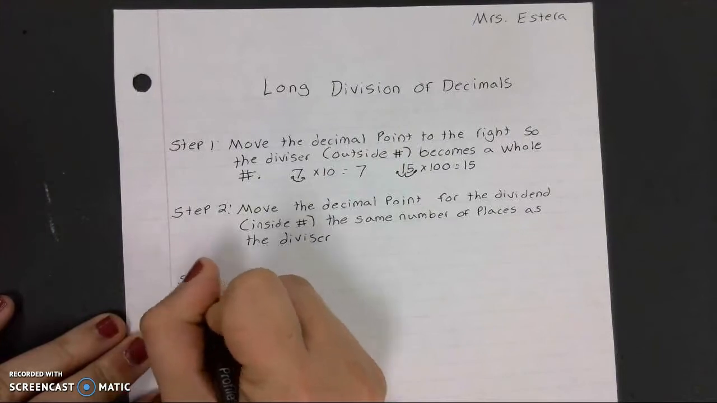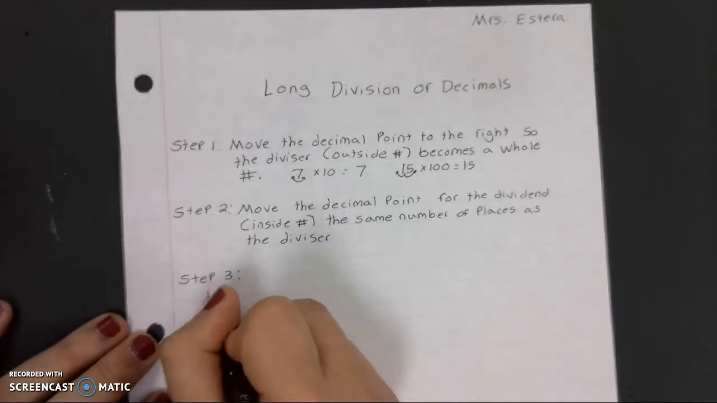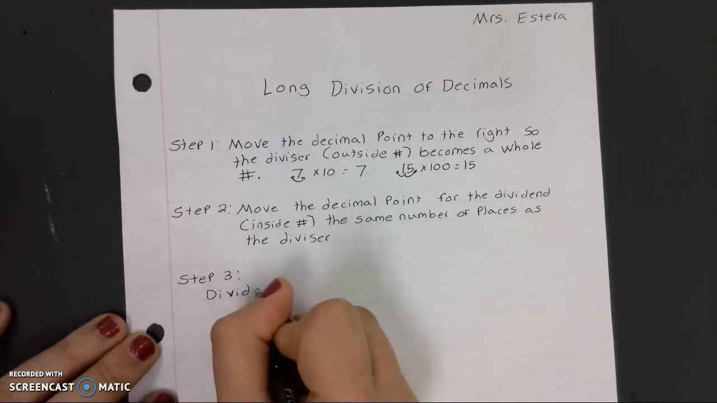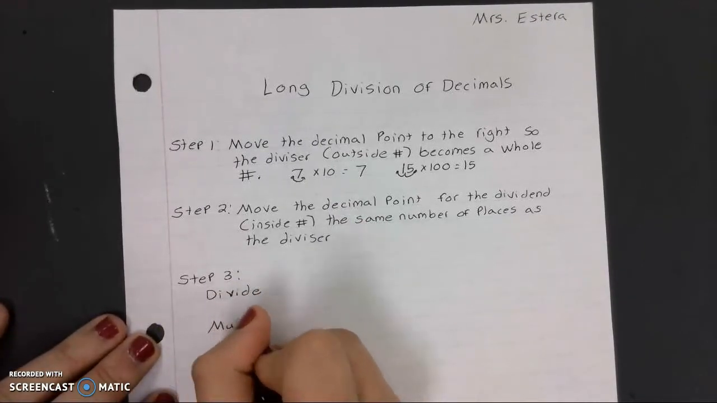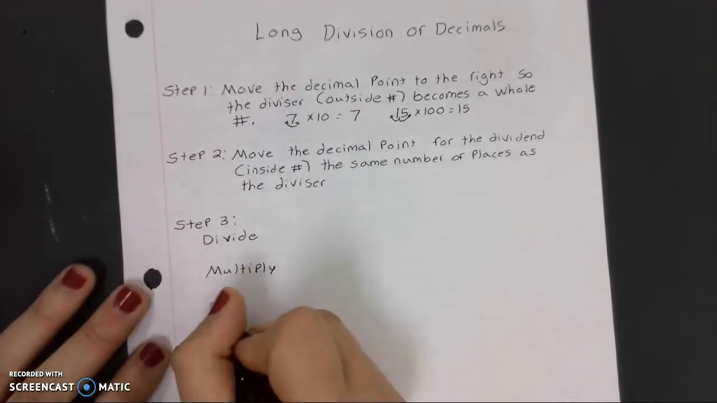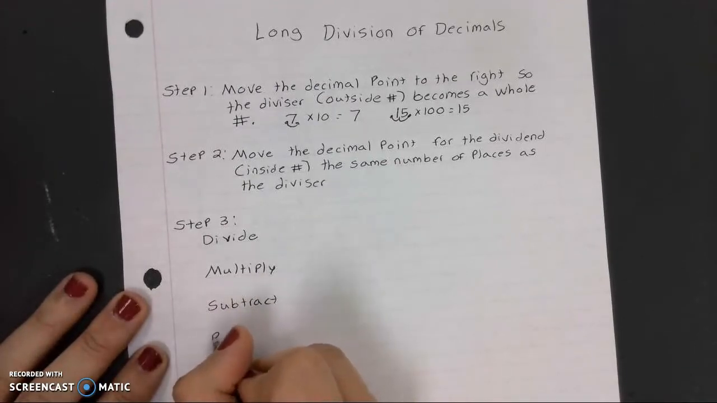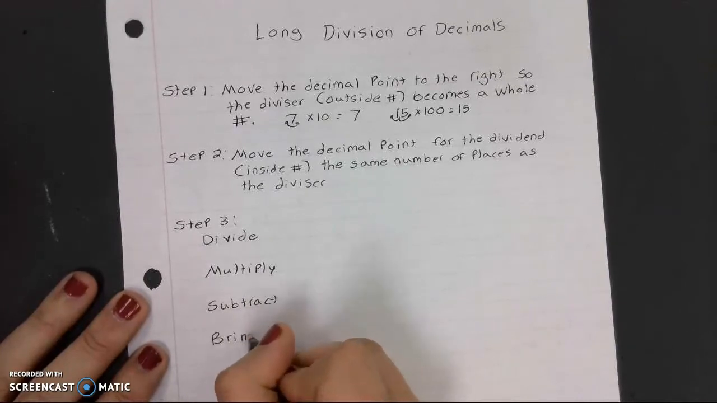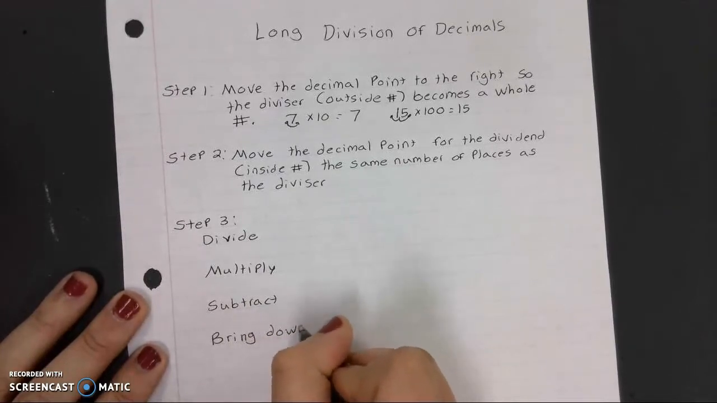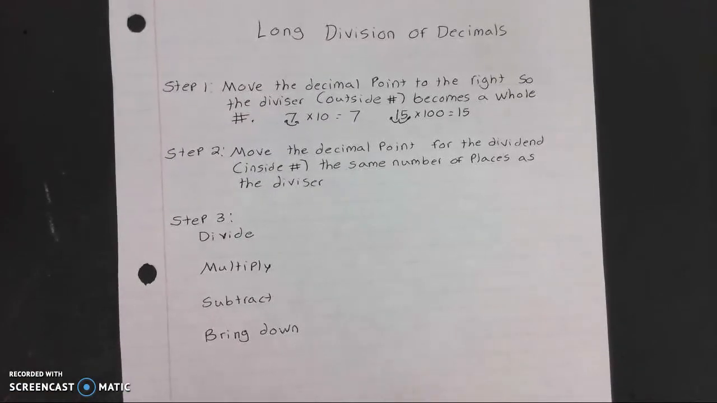Okay, and then step 3, we are now ready to divide. So we're going to divide first. Then we will multiply. Then we are going to subtract. And then we're going to bring down. So I remember this with a neat little saying, dad, mom, sister, brother. So we always want to do it in the order of dad, mom, sister, brother. Okay? Alright, let's do some practice.